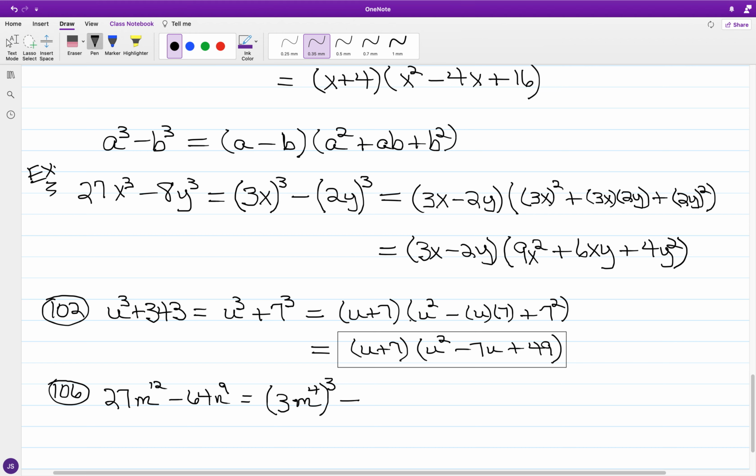And as for 64n to the 9th, the cubic root of 64 is 4. The cubic root of n to the 9th, again, is 1/3 the degree of n to the 9th, so that's going to be n to the 3rd. So here we have a at 3m to the 4th, b at 4n cubed.